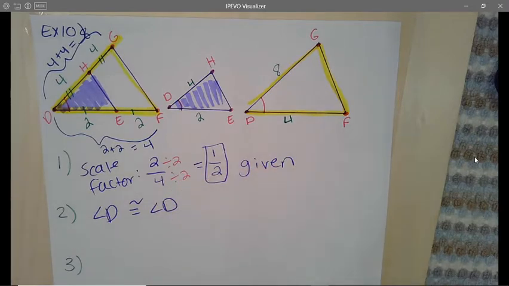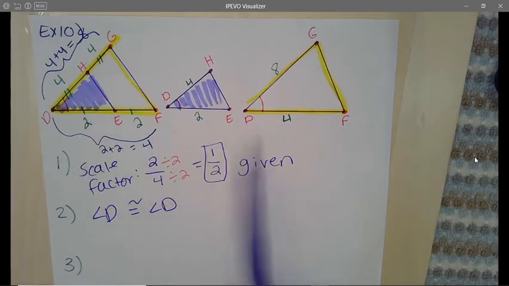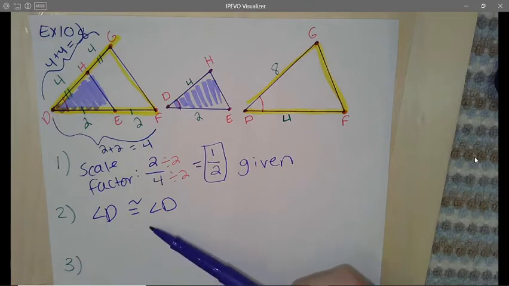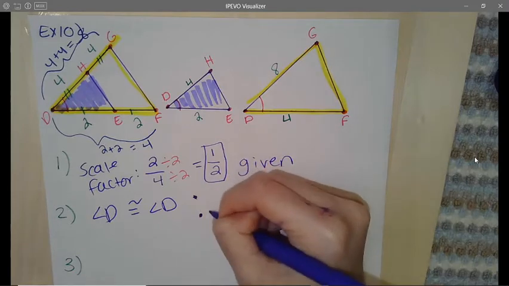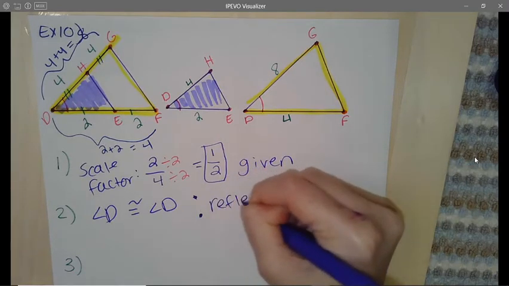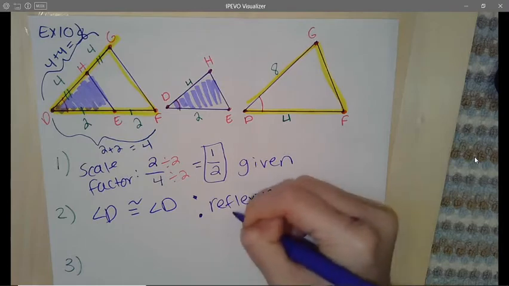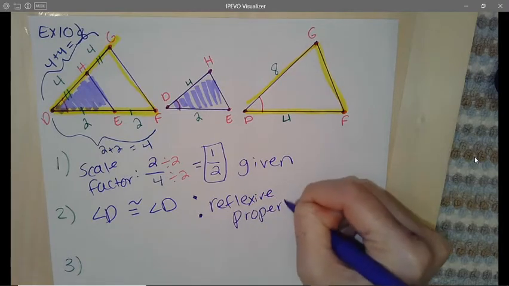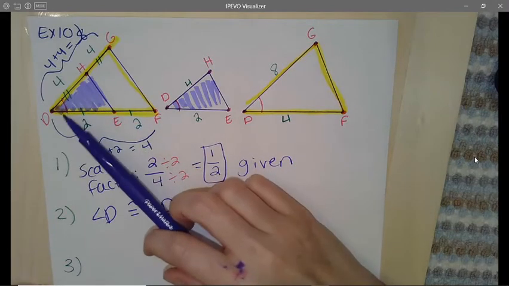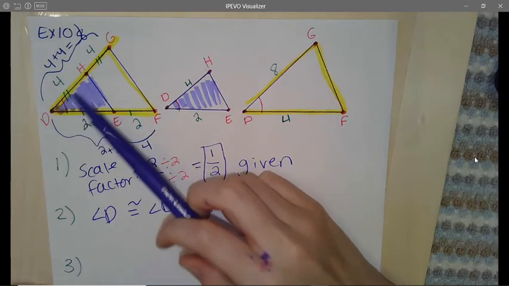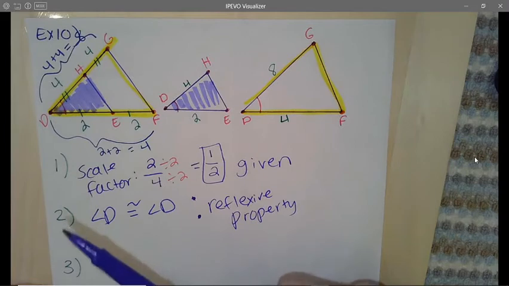Okay, so when we have a shared side or a shared angle, or we say something is congruent to itself, what is that nifty property we use? Awesome job, you guys. It would be the reflexive property. You guys are so smart. Guys, so sometimes in our overlapping triangles, we will have a shared angle. So be on the lookout. That will probably appear again.